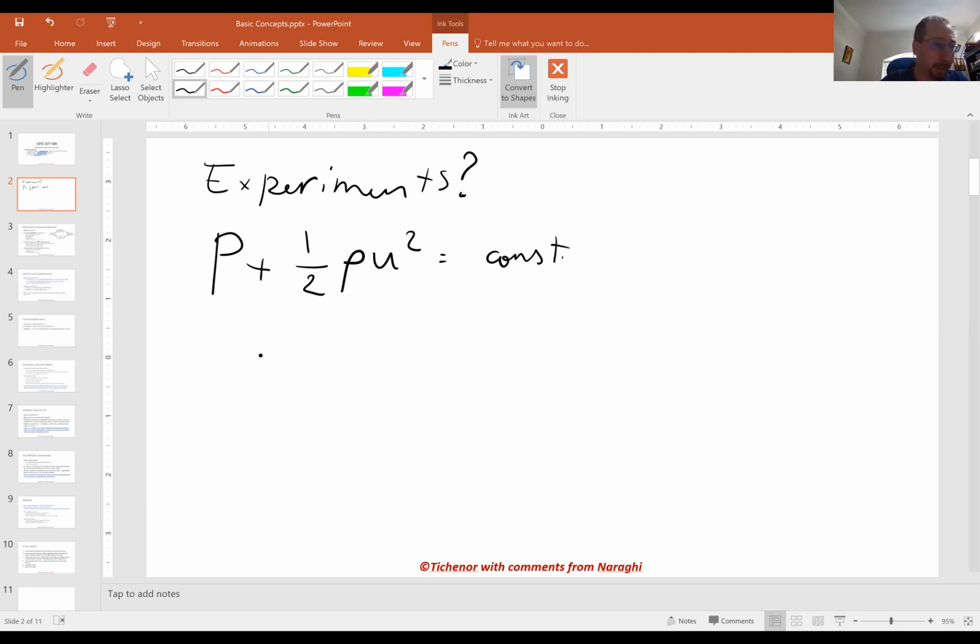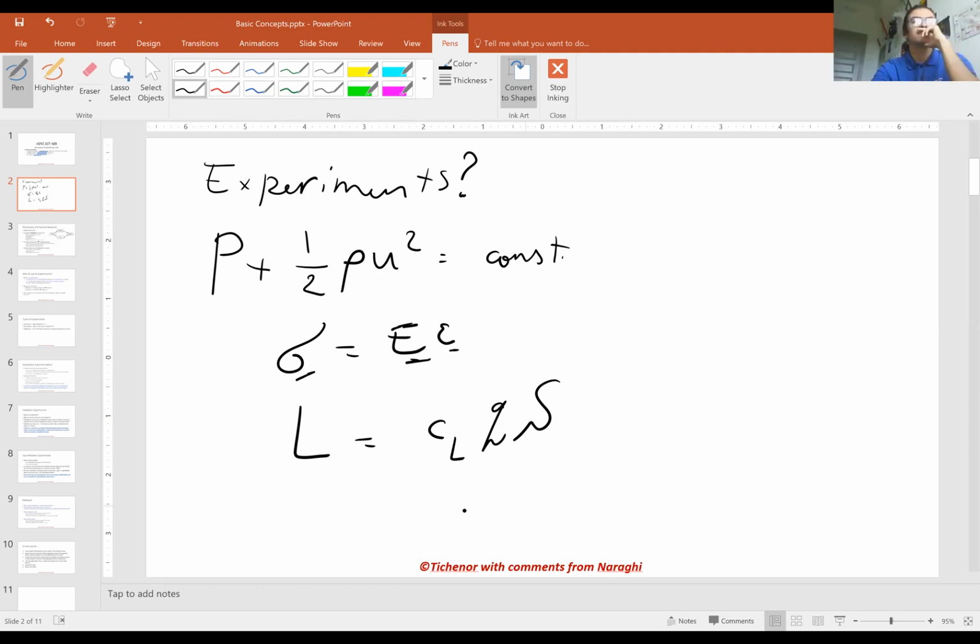So there was another equation that is, for instance, sigma is equal to E times epsilon. What was that? Stress strain. Exactly. This is a strain, this is a stress, and this is elastic modulus. There was another one. L is CL Q S. What is L? What is CL? What is Q? What is S? Lift, coefficient of lift. Dynamic pressure. Dynamic pressure. Excellent. And S? Area. Surface area of the wing.